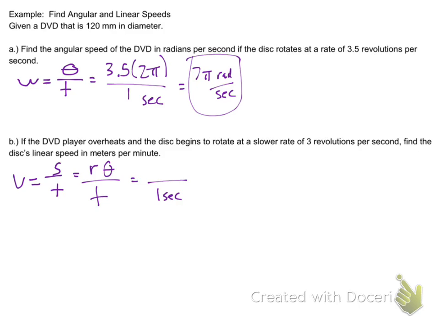What's the radius of this DVD? 60 millimeters. It's 60 millimeters, because the diameter says 120. Half of 120 is 60. So I got 60 millimeters. That was my radius. What is the amount of angle it's traveling? How many radians? Well, 3 full rotations. So it'll be 3 times 2 pi, which is 6 pi.